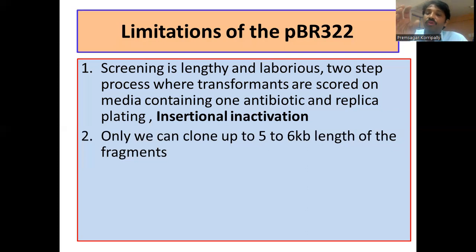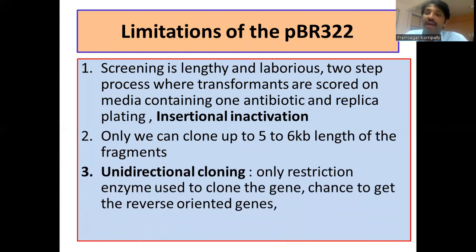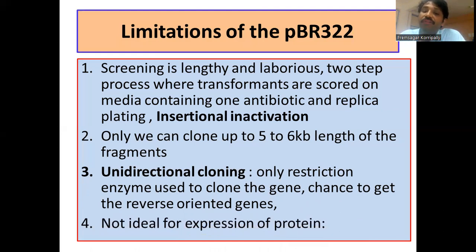Another limitation is, again, you can clone only 5 to 6 kb. It cannot be used for genomic or cDNA libraries. Only for cloning purposes you can use it. And it is unidirectional cloning; again, you are using only one enzyme for cloning. So for orientation, you can get the reverse orientation also. This is one orientation, but since there is a possibility of the other orientation, the insert can fit in either orientation. So these are the limitations of pBR322. And it is not ideal for expression of proteins. This is not an ideal vector for expression of any protein.